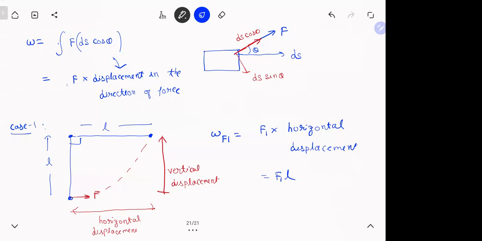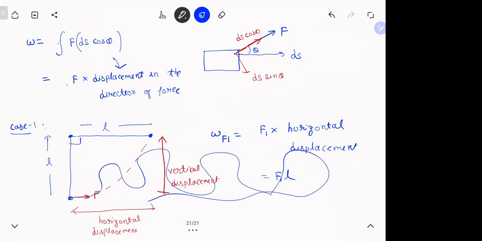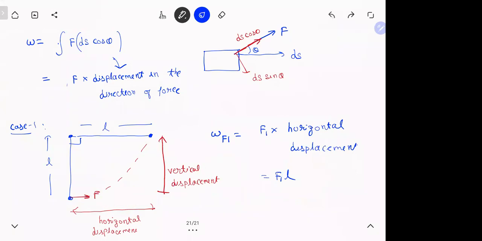So the catch here is it doesn't matter how you go. What matters is what is the force and what is the displacement in the direction of the force. Meaning in this case, let's say you go like this, and finally, you come back to the same point now. You would have got 0. Why is it 0? Because F is constant. Here F is constant, the direction of F bar is constant, magnitude is constant.